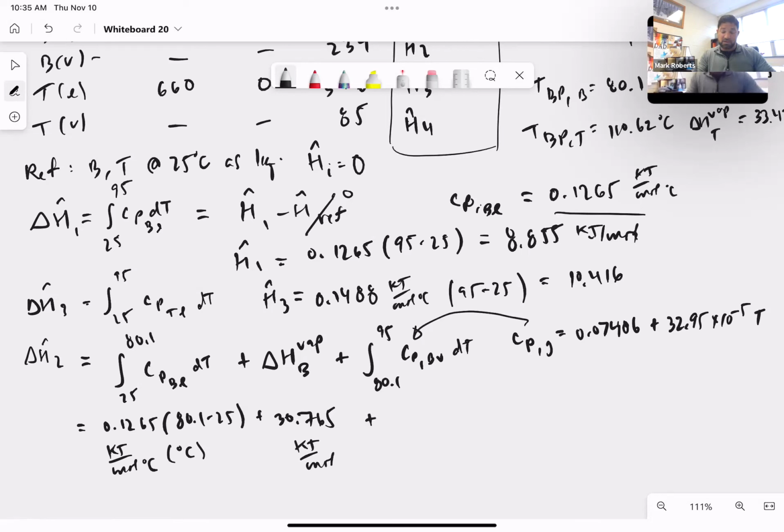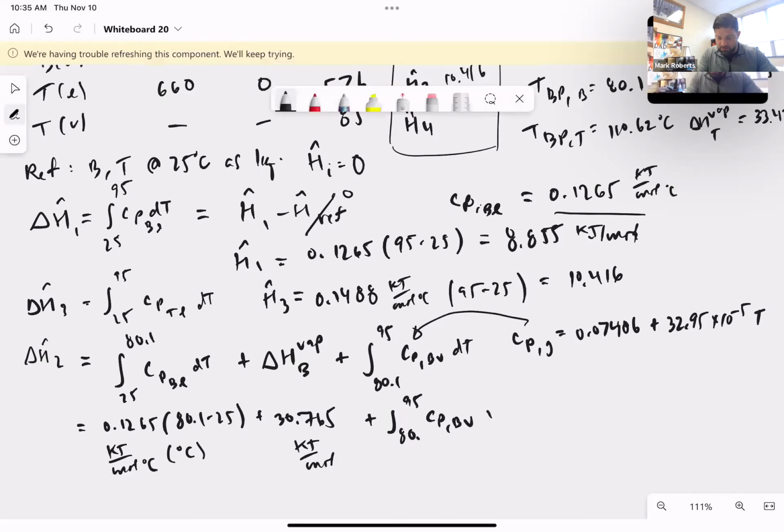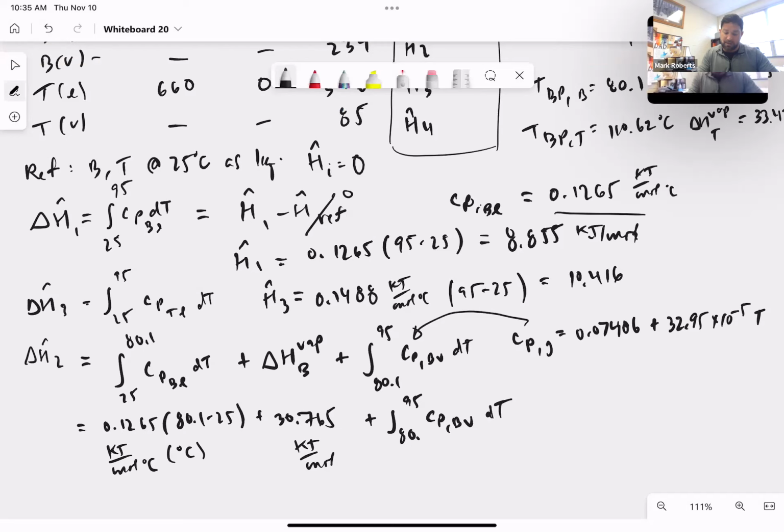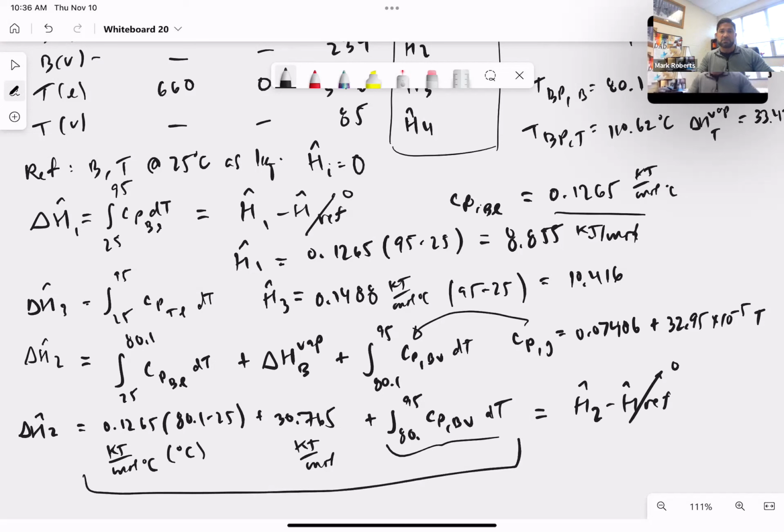And then we're going to have plus the integral of this term. I'm not going to rewrite it out. But again, the units on here are the same as the first heat capacity term, so the units should check. And this is going to give me my delta H2, which remember is H2 minus H ref. And because H ref is 0, this whole term is going to be our H2.